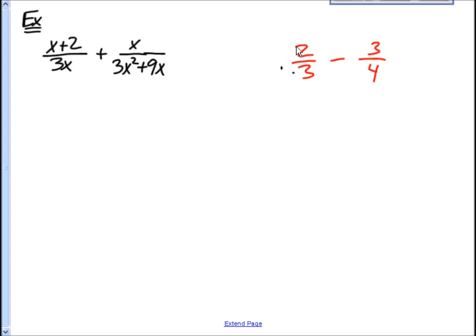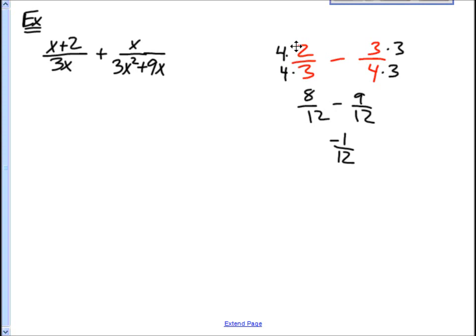So we gave this a 4. So we multiplied it by 4 over 4. And then we gave this one a 3, 3 over 3, right? So we had 8/12 minus 9/12. So 8 minus 9, negative 1/12, right? Isn't that how we solved those when we were subtracting rational numbers without common denominators? So let's look at it over here.